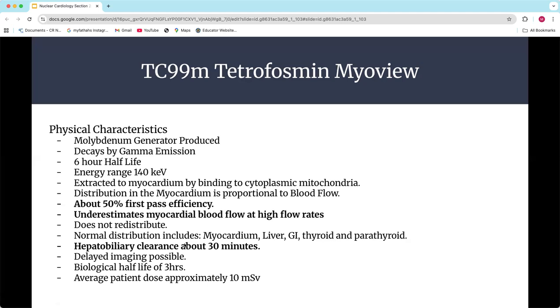Again, doesn't redistribute. The distribution throughout the body is the same as Cardiolite. Hepatobiliary clearance on this one tends to be a little faster. On sestamibi, it was 30 to 90 minutes. This one's closer to just kind of that 30 mark. It tends to go out faster, so that could be a benefit. Obviously, delayed imaging is possible. Biological 3-hour half-life and same dose, because it's the same radioactive pharmaceutical. Okay, so there's your 3 pharmaceuticals that we're going to cover.